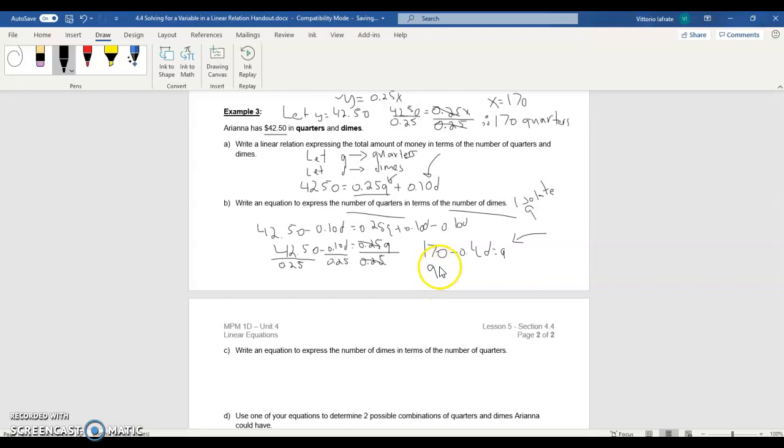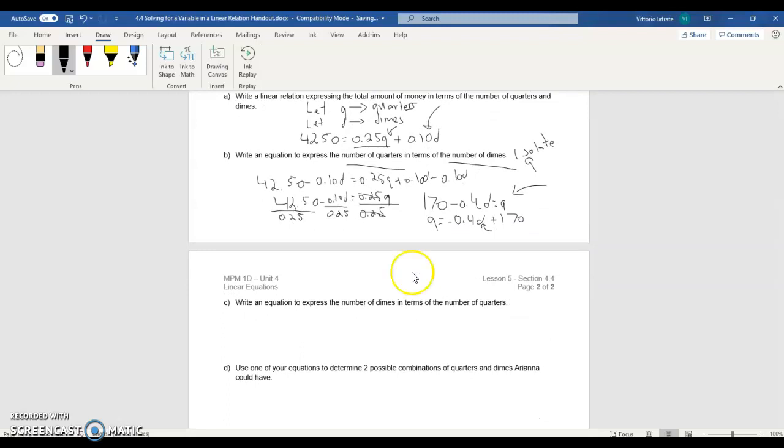So q is equal to minus 0.4 d plus 170. And so that's our equation. If we have a certain number of dimes, we can figure out how many quarters we would have to have based on a certain number of dimes that we have there. Now we'll go to question C.